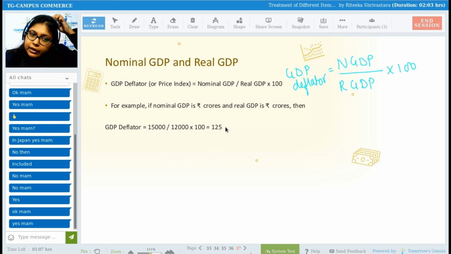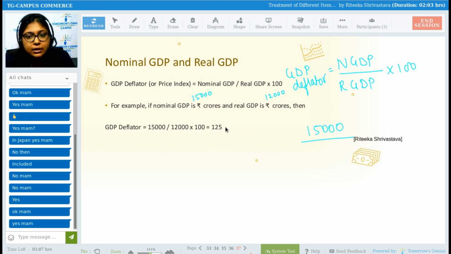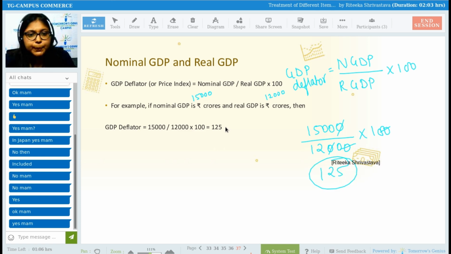In the question, they have given you a numerical. If nominal GDP is 15,000 rupees crore and real GDP is 12,000 rupees crore, then find out GDP deflator. Nominal GDP is given to us as 15,000. Real GDP is given to us as 12,000, into 100. You can simply find out the GDP deflator. So GDP deflator is 125. That's all.